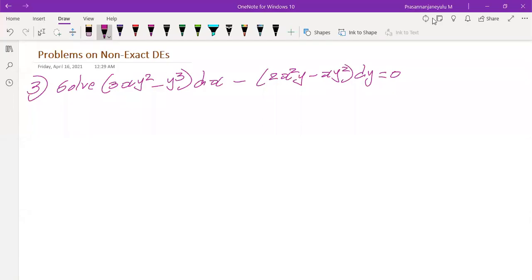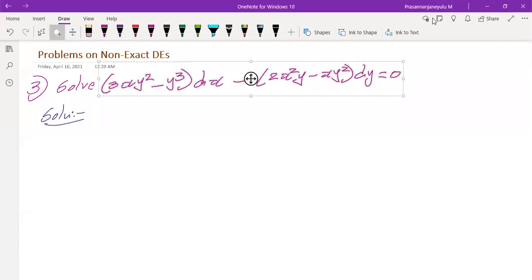So they're asking that this is a problem. Solve (3xy² − y³) dx − (2x²y − xy²) dy = 0. Now, if we observe this, it looks like it is in the form of M dx + N dy. So first, write down the given differential equation.